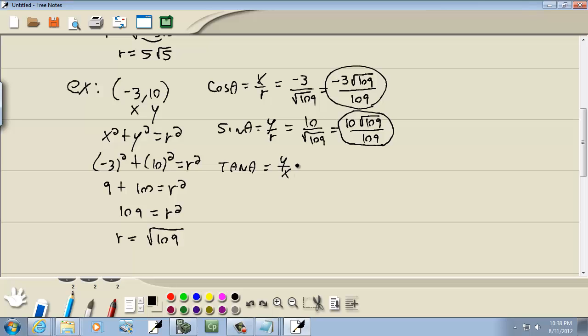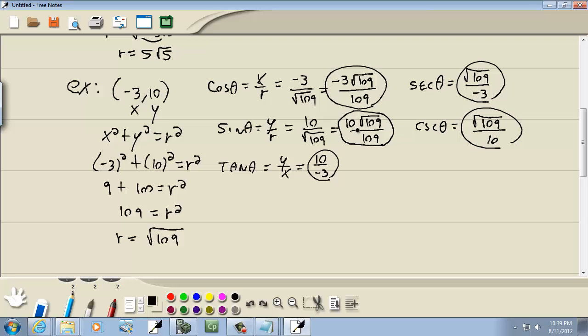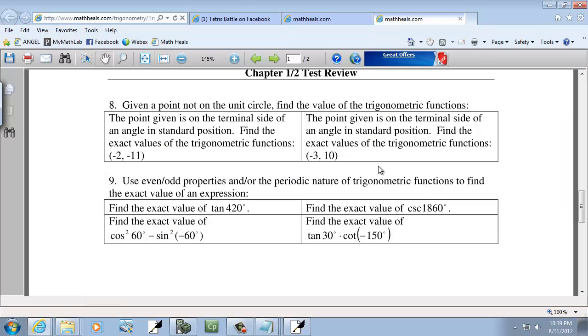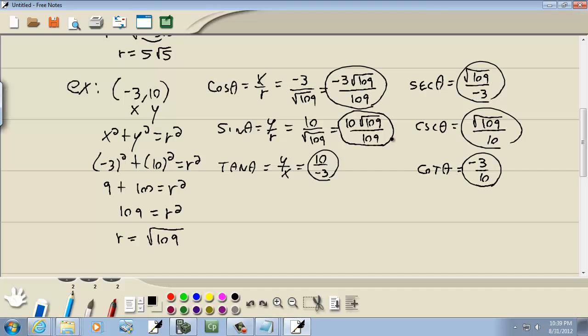Tangent is equal to y over x, which is 10 over -3. Secant, that's the reciprocal of cosine. It's cosine flipped. I'll pick this first fraction here. So I got square root of 109 over negative 3. And cosecant is sine flipped, which would be square root of 109 over 10, if I flip this fraction here. And then cotangent will be tangent flipped, which will be negative 3 over 10. And those are our six values that we're looking for. And that's our last of that particular problem type.